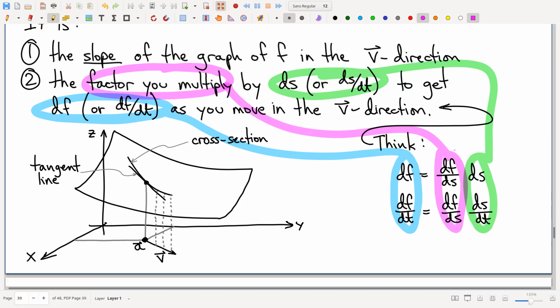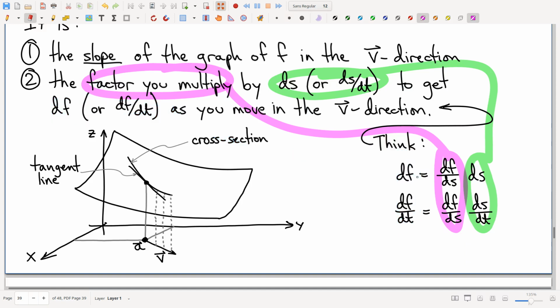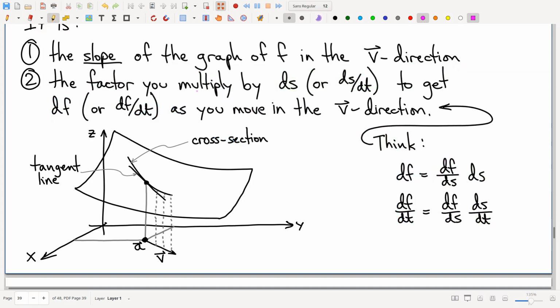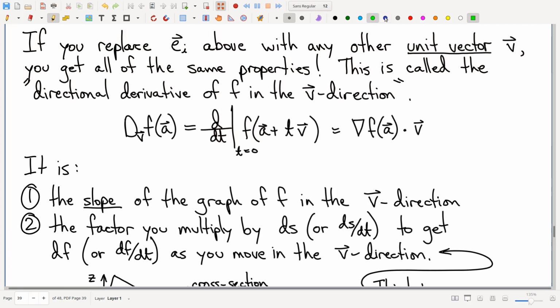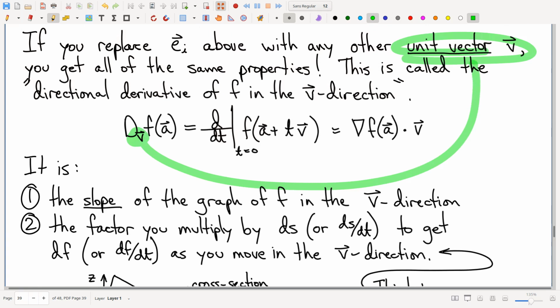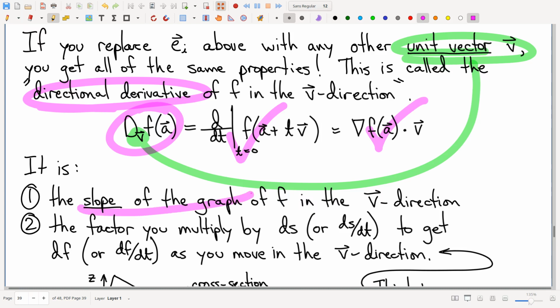How are we doing on this? All right. Okay. So, a lot of new information here. Do keep in mind, unit vectors, right? This has to be a unit vector, and with that, directional derivative denoted like so, defined like so, computed like so, and interpreted like so. Let's see an example.